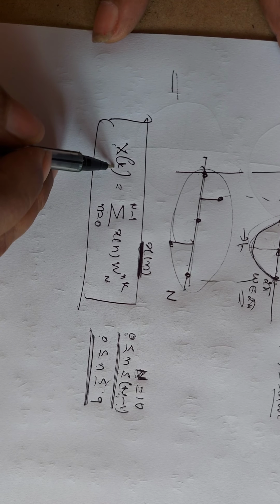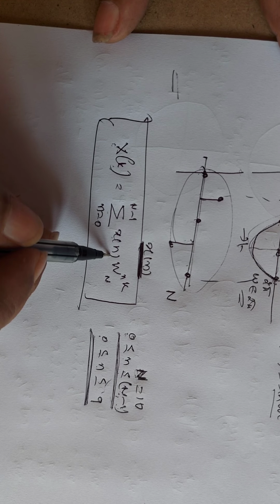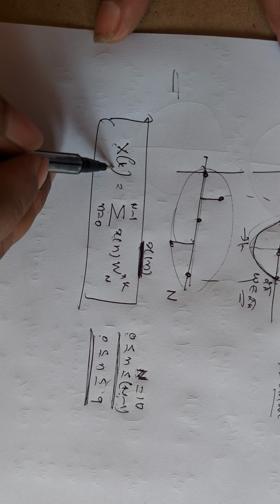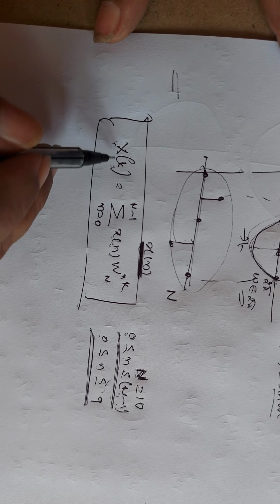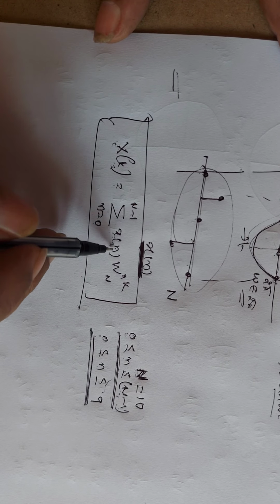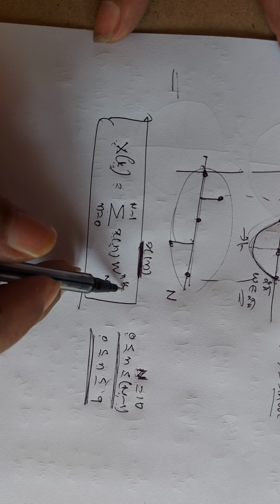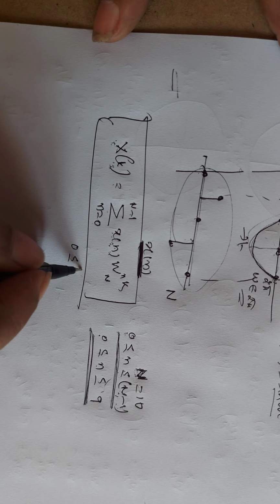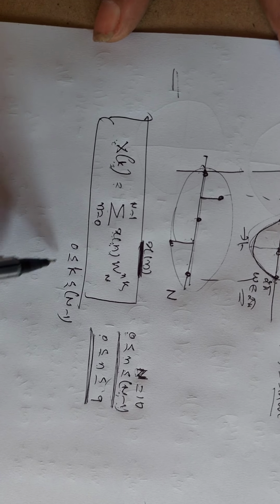Capital X of k represents the DFT. Small x of n represents the continuous time signal function. Then DFT of x of n is X of k equals sigma n equals 0 to n minus 1 x of n into W suffix N to the power nk, where k can have values 0 less than or equal to k less than or equal to n minus 1.